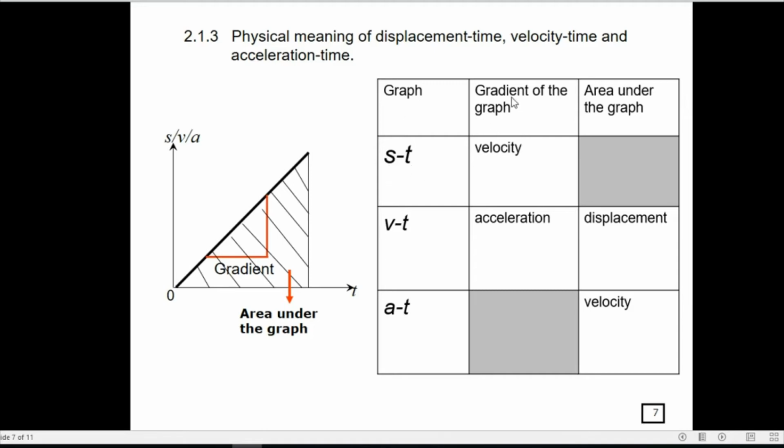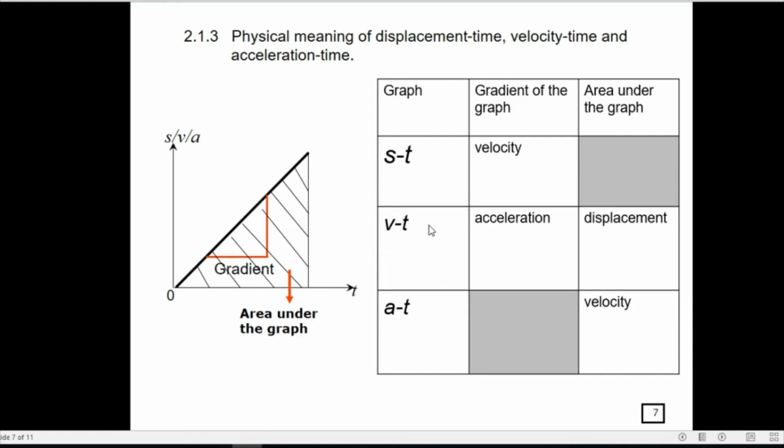For the graph s-t, the gradient of the graph represents the velocity. To help you know why the gradient is velocity, you can think about the unit of each quantity. For example, s has the unit meter, and t, time, has the unit second. The gradient is change of y per change of x, meaning delta y per delta x. Delta y is represented by the displacement and delta x by the time. So thinking about the units, the y and x axes show a unit of meter per second. That's why it shows velocity, as represented by the gradient.